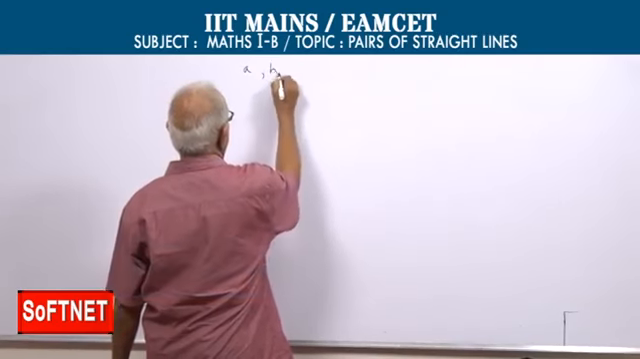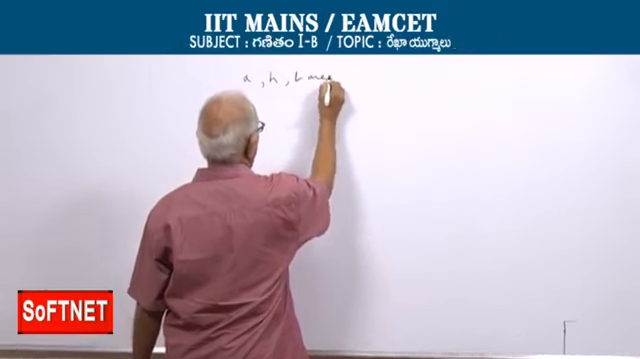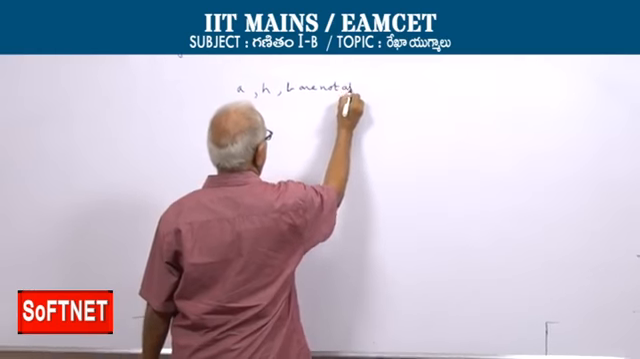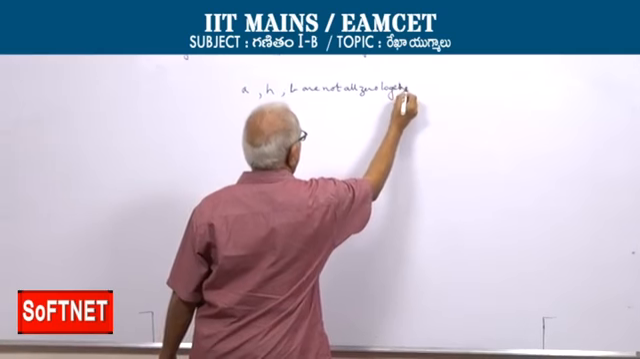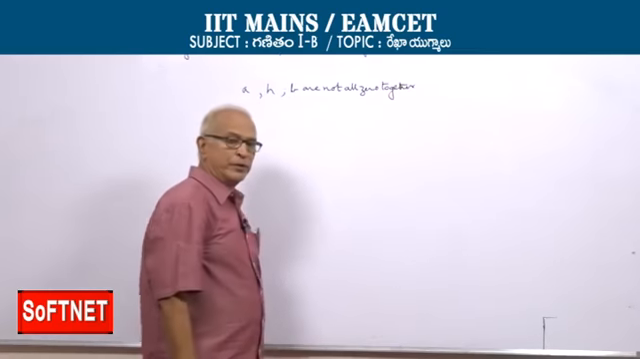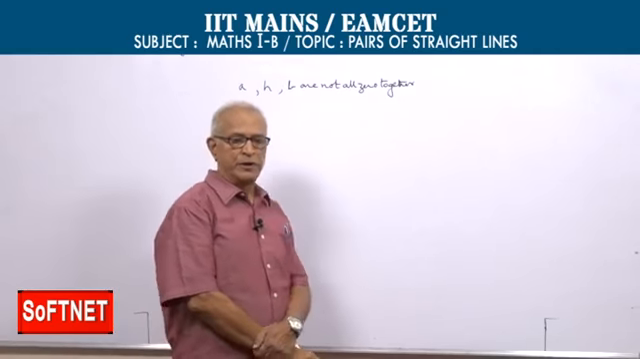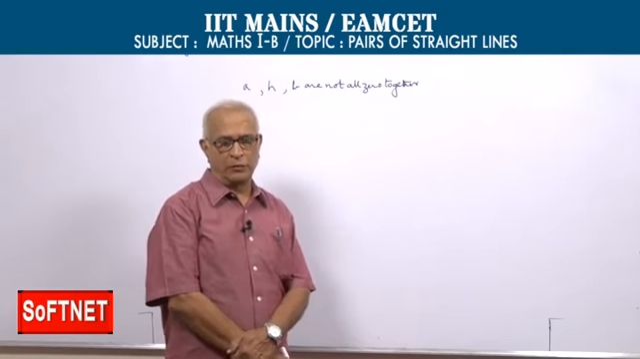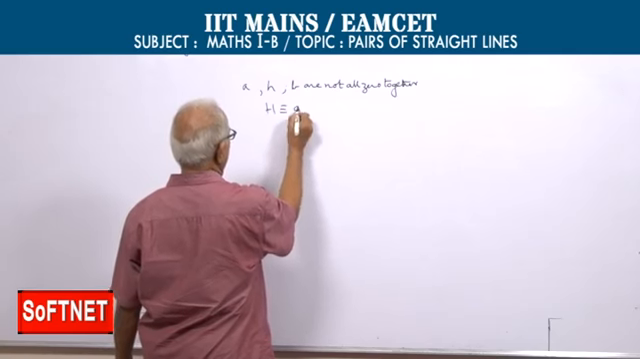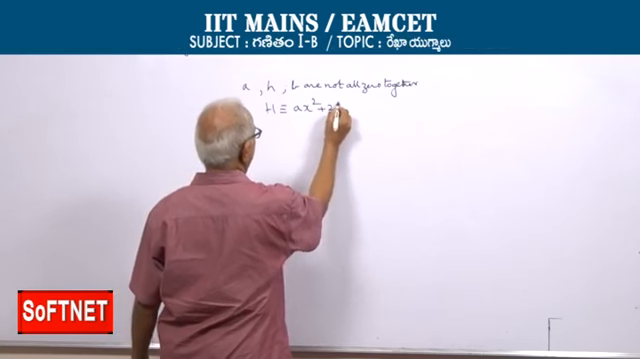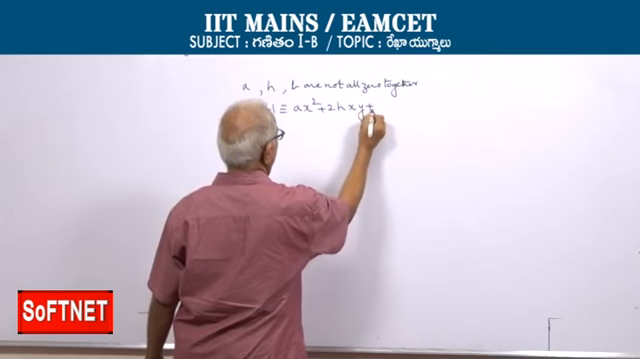రేఖాయుగ్మాలు, pairs of straight lines అనే టాపిక్ గురించి డిస్కస్ చేస్తాం. Well, when A, H and B are not all 0 together, that means all the three cannot be 0 simultaneously. A, H, B మూడు ఒకేసారి 0 కానప్పుడు, అప్పుడు H identical equal to ax square plus 2hxy plus by square equal to 0.